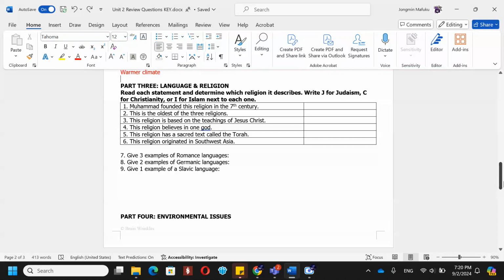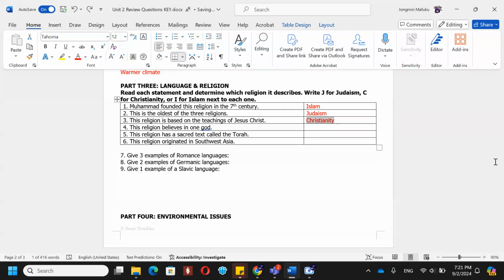Other things you need to know, of course, let's just answer, and we should probably know. All right, number one, Muhammad founded this religion in the 7th century. That is Islam. Number two, the oldest religion. That is one thing we all, of course, need to know. If the father of three religions is Abraham, we need to go with the oldest, the founder, which is Judaism. Number three, this religion is based on the teaching of Jesus Christ, which will be Christianity.